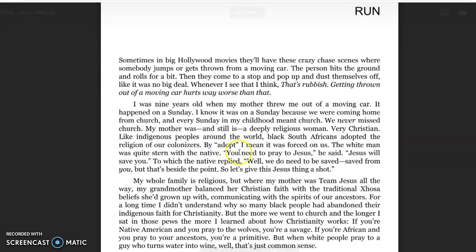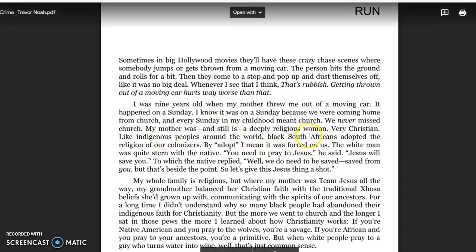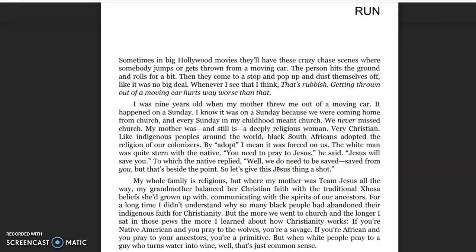But it also comes into the setting, because he talks about how indigenous people around the world, Black South Africans, adopted the religion of our colonizers. So this gets into the idea of apartheid and how the colonizers, the Dutch mostly, who colonized South Africa, forced Christianity on the people who lived there originally. So the Black South Africans from multiple tribes.